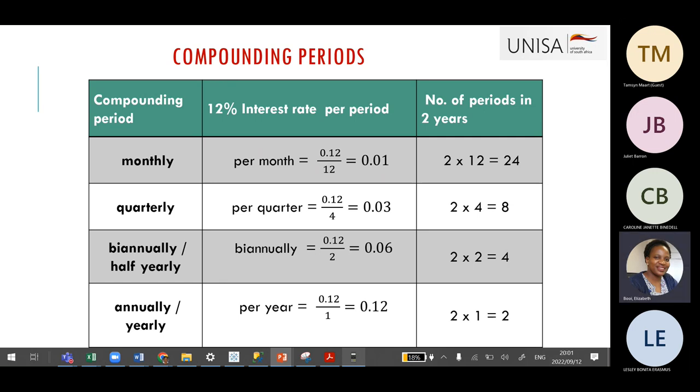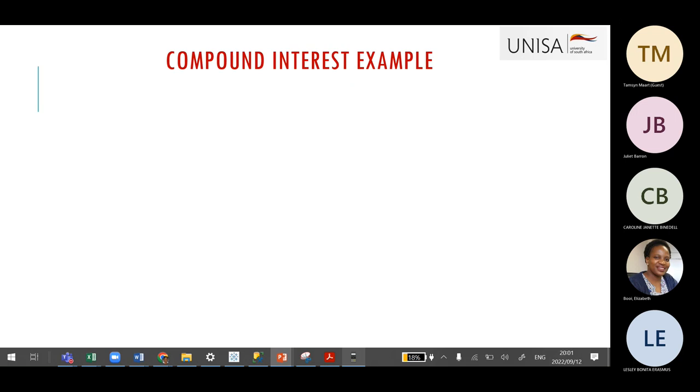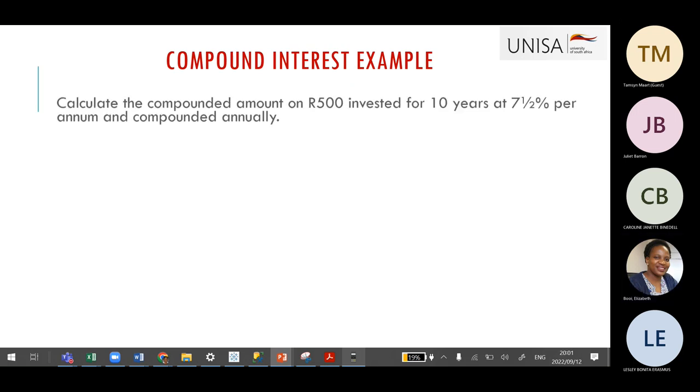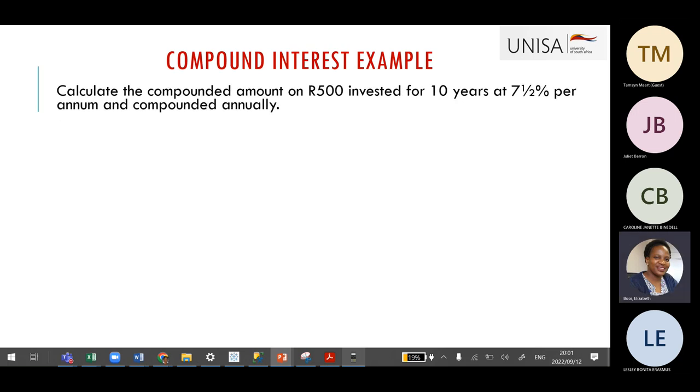We're not going to draw too much on this. Calculate the compounded amount of 500 invested for 10 years at 7.5% per annum, compounded annually. Now, what is it that the question is asking us to do? Calculate the compounded amount. Therefore, it means they want us to calculate the future value.